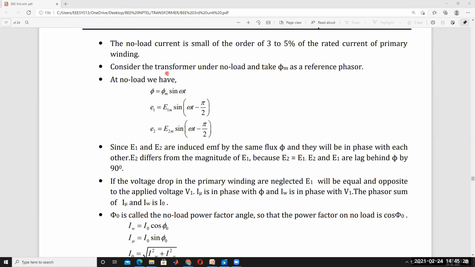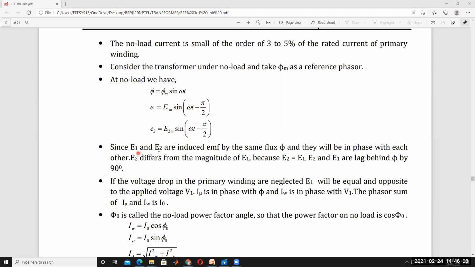Consider the transformer under no load. Take φm as the reference phasor. At no load, we know φ is equal to φm sin ωt. So, the sinusoidal waveform φ is equal to φm sin ωt. E1 lags by 90 degrees, so E1 is equal to E1m sin(ωt minus 90 degrees). Similarly, E2 is equal to E2m sin(ωt minus π/2).